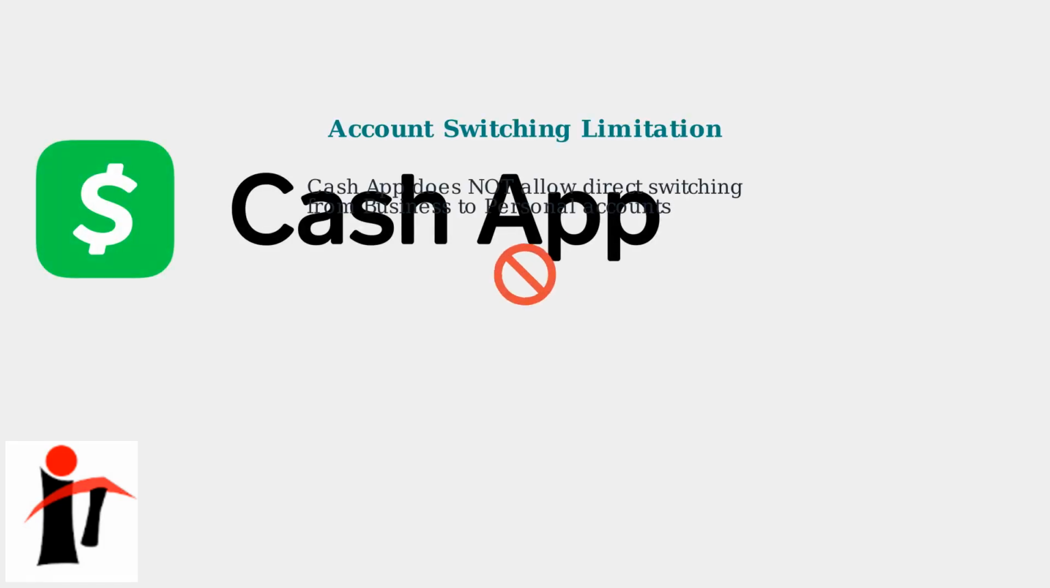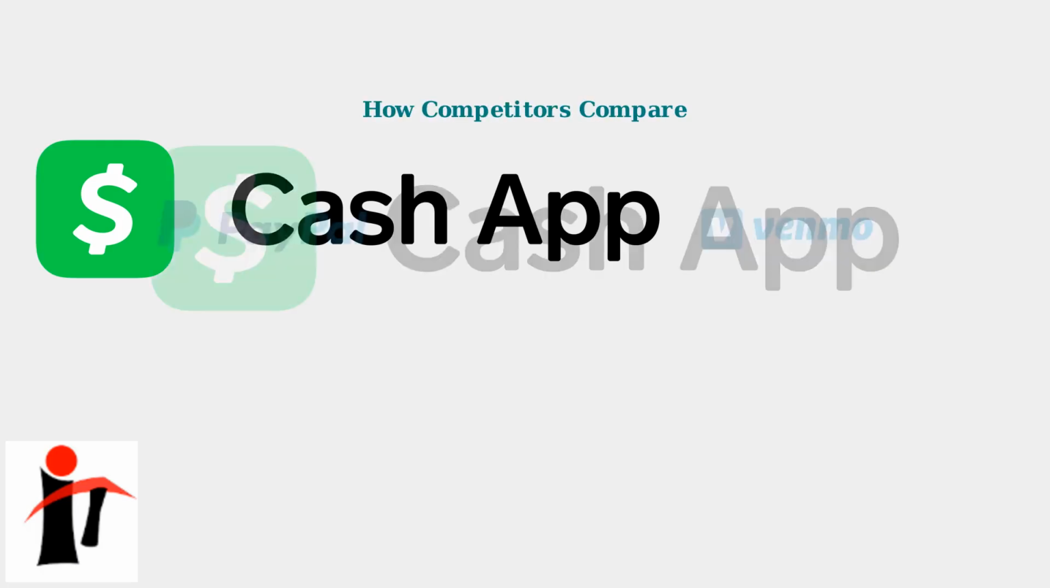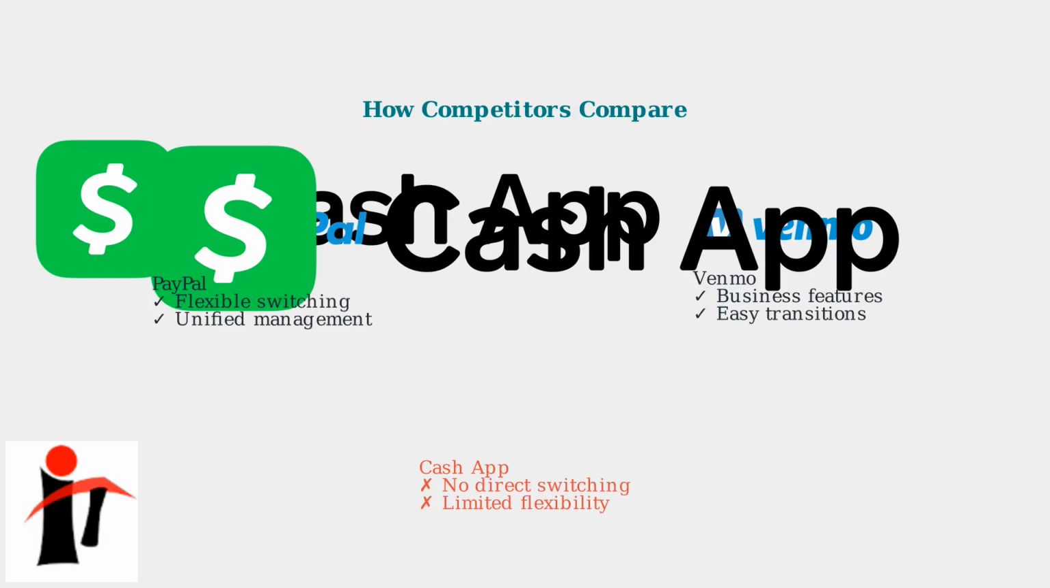Cash App has a significant limitation that many users discover too late. You cannot directly switch from a business account to a personal account within the app interface. This differs significantly from competitors like PayPal and Venmo, which offer more flexible account management options for their users.